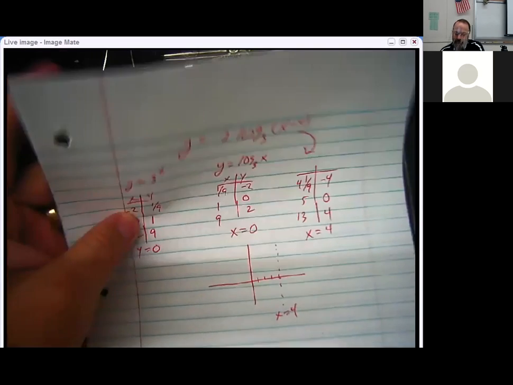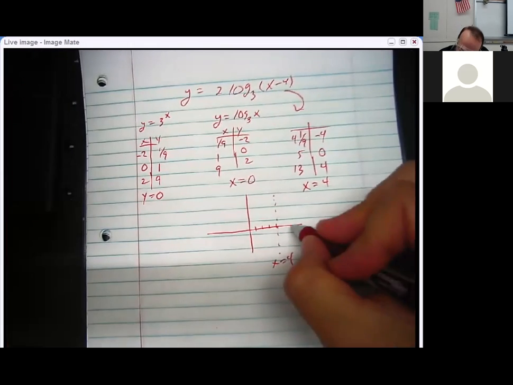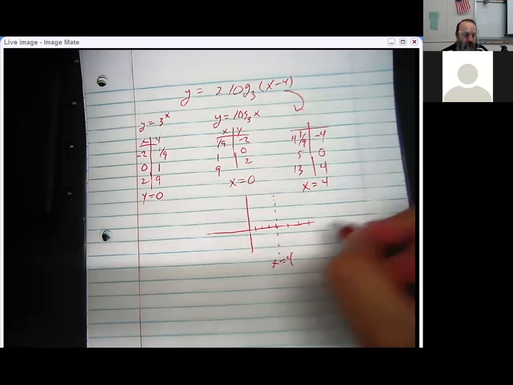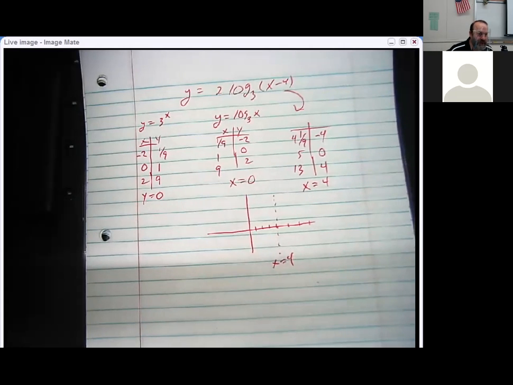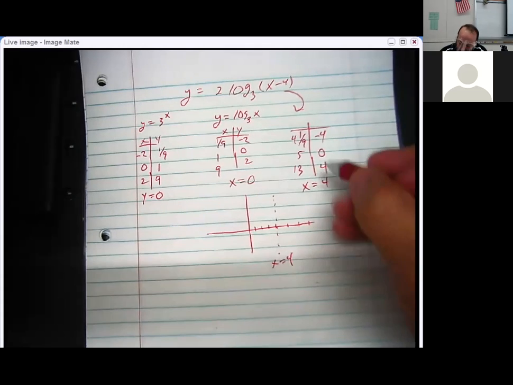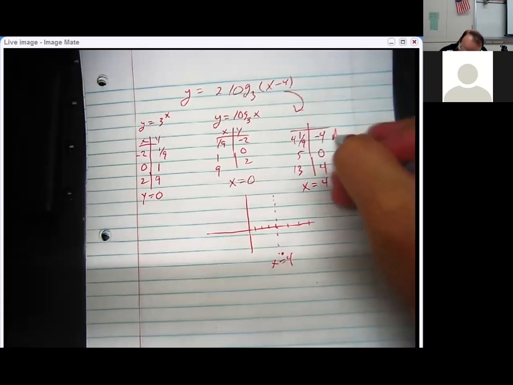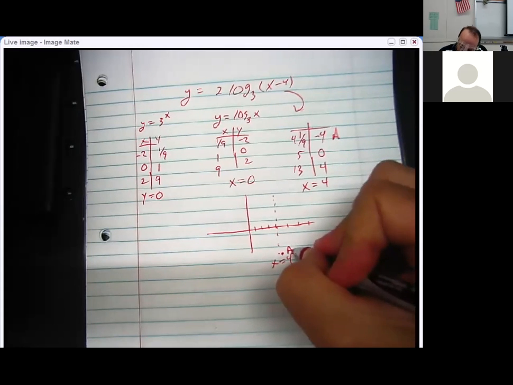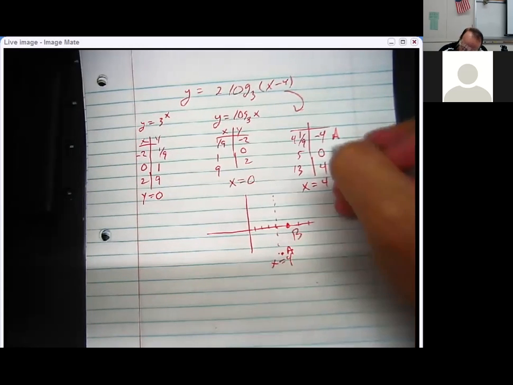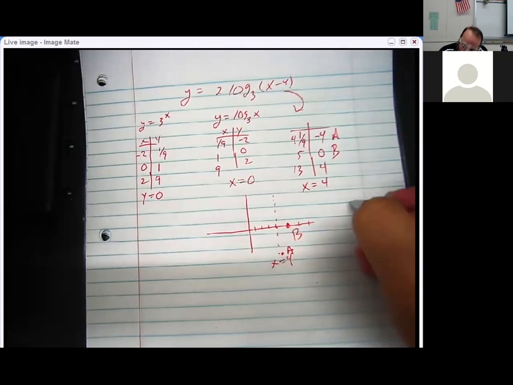X equals 4. 4 and 1/9, where the heck is 4 and 1/9? Isn't it really super close to 4? So it's super close to 4, and it goes way down here. I'm going to call this one A. And then 5 was 0. I'll call this one B. And 13 is going to be 4. It's going to be way the heck out here.